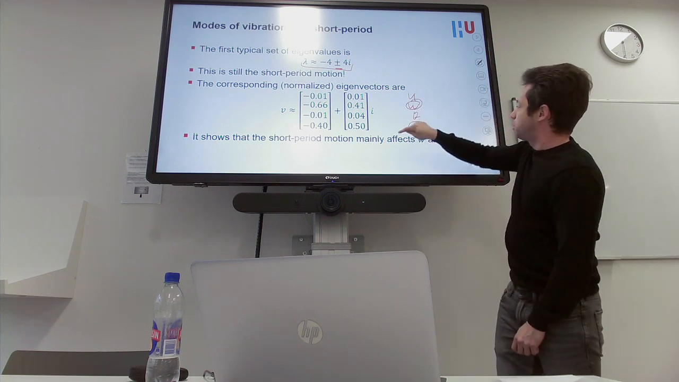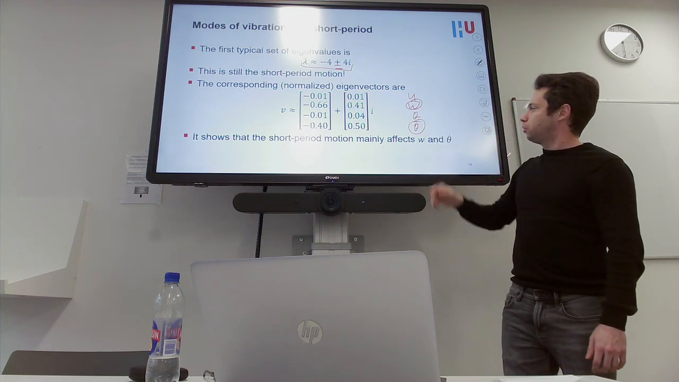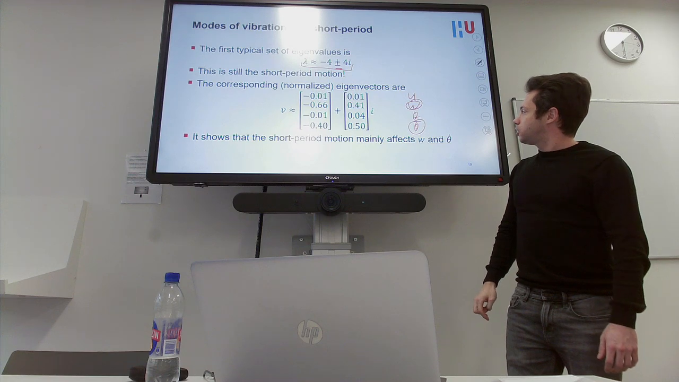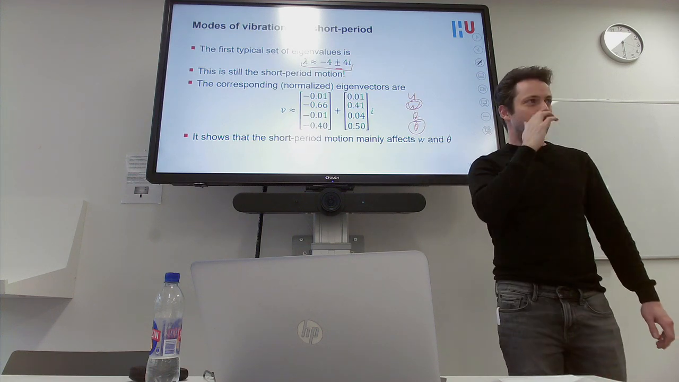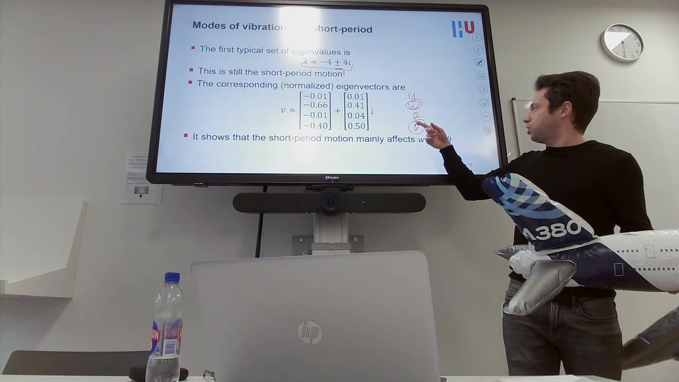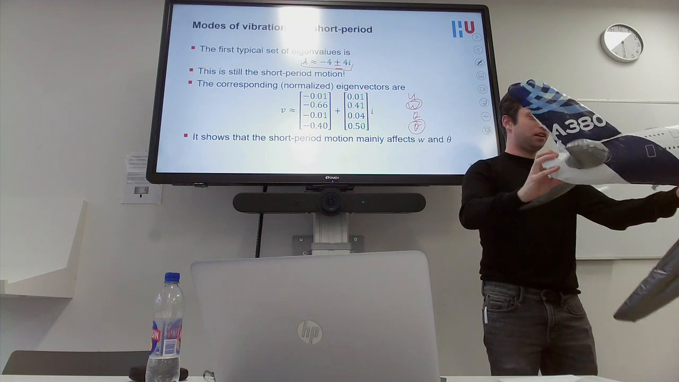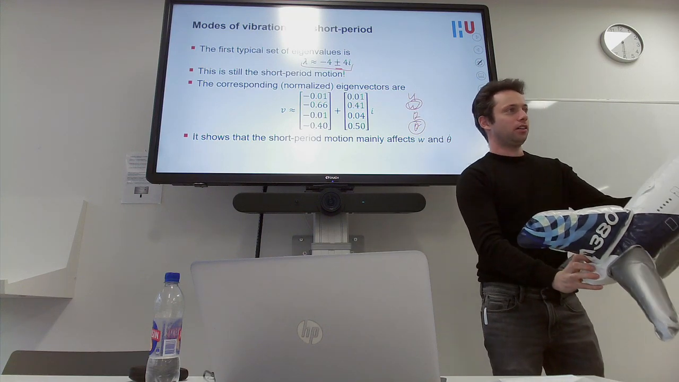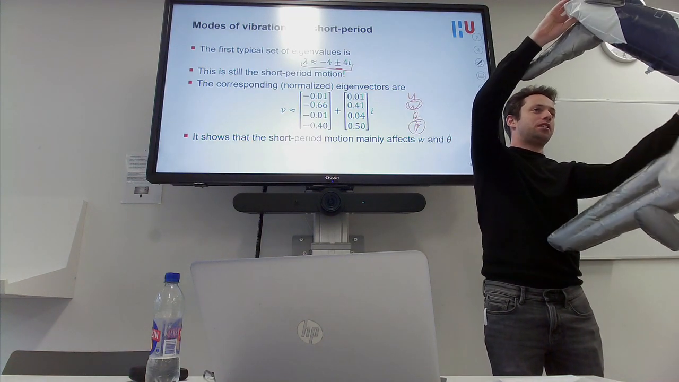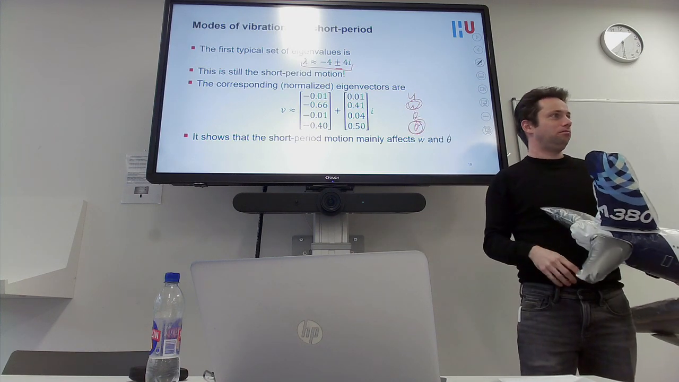W and theta dot. So basically this oscillation mainly affects our vertical speed and our rotational velocity. We have a lot of rotational velocity and we also go up and down a bit. This short period motion is like we rotate, we have a large angle of attack, we go up, but immediately we rotate down. Does it make sense that there's a lot of rotational speed?